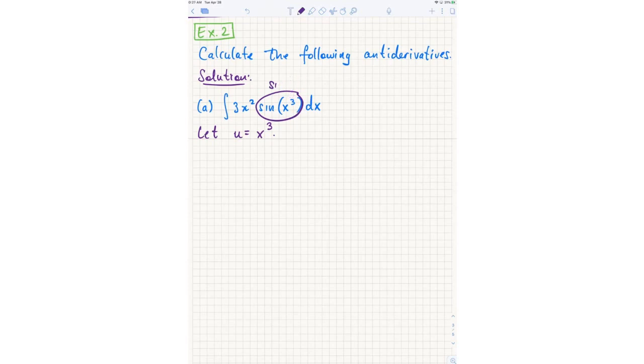Right, so I'm choosing u equals x cubed because the derivative of x cubed is sitting outside as a multiplicative factor. That is the big rule of thumb for the substitution rule. It's backwards chain rule. Just always remember that in your head. It's backwards chain rule.